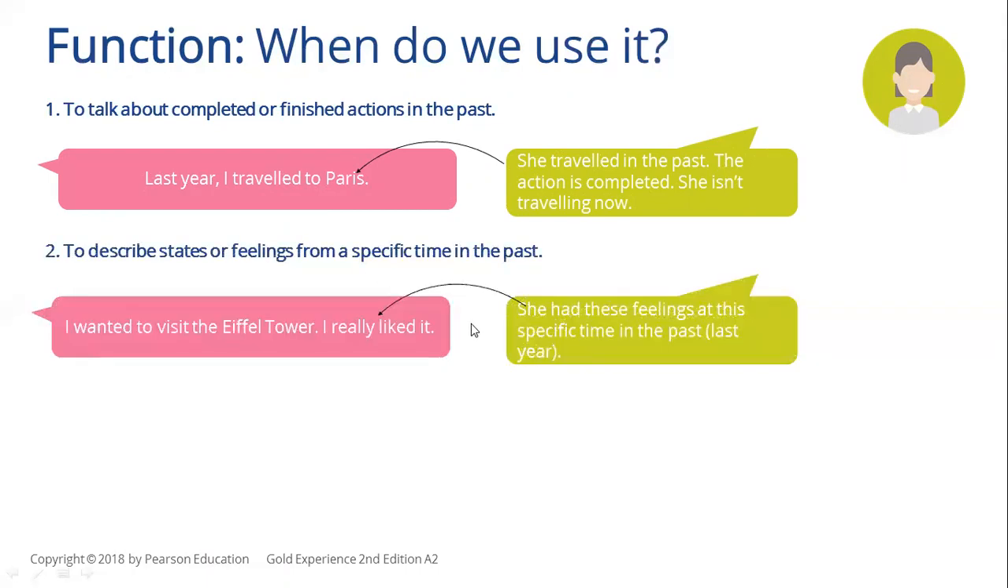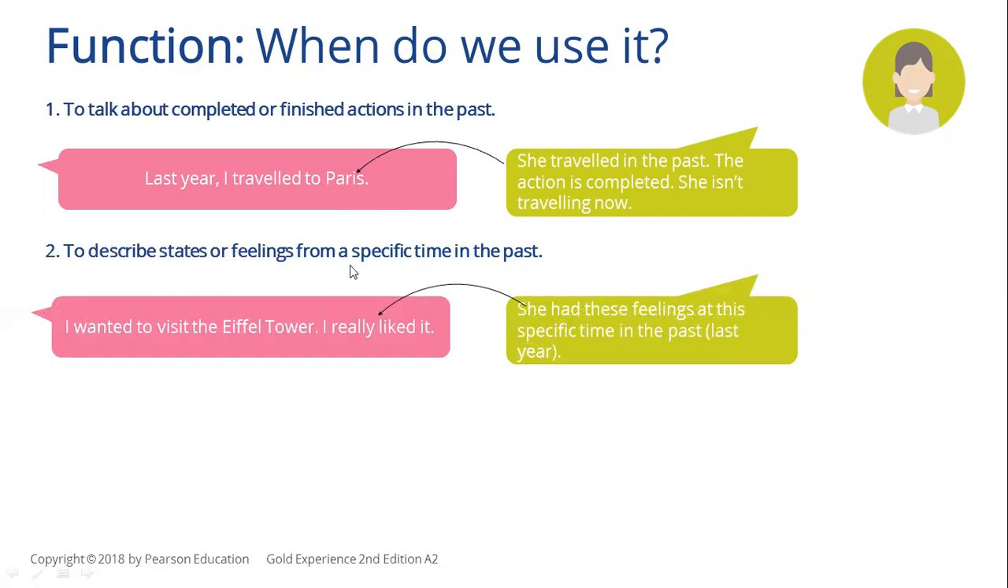The second one is to describe states or feelings from a specific time in the past. It means we are going to talk about a feeling that you had in the past, which is not different from point one. You're going to talk about feelings just like they are actions. They happened in the past and now in the present, they are not relevant.